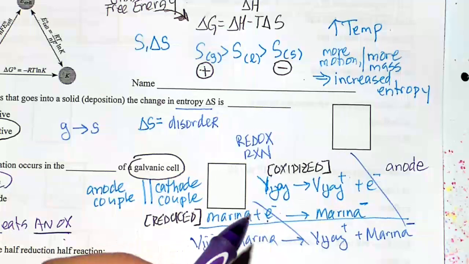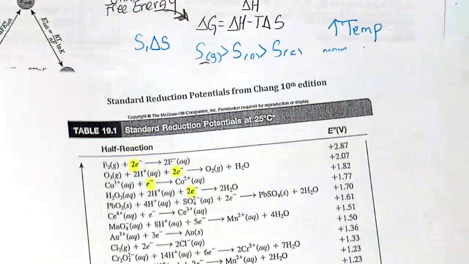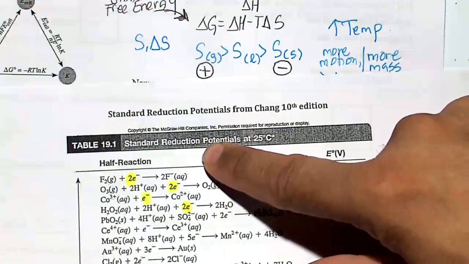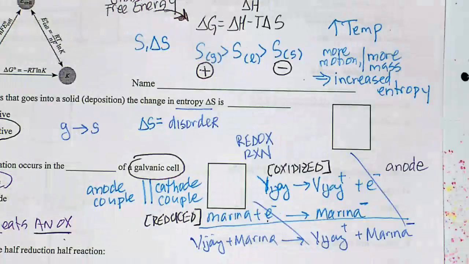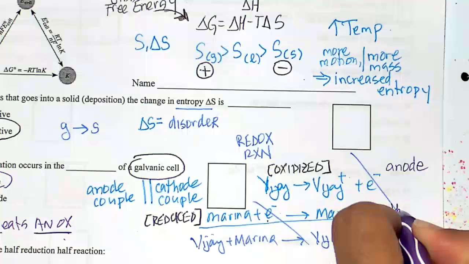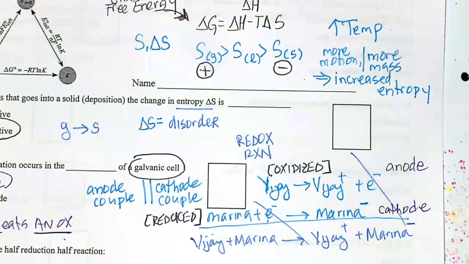Red cat, a cathode is where you gain an electron. You notice all of these are gaining an electron. So these are reductions. So she would be the cathode. And this is the answer.